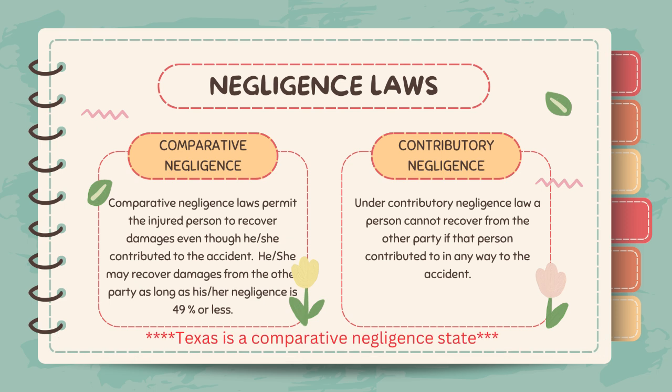Negligence laws. Comparative negligence. Comparative negligence laws permit the injured person to recover damages even though he or she contributed to the accident. He or she may recover damages from the other party as long as his or her negligence is 49% or less.